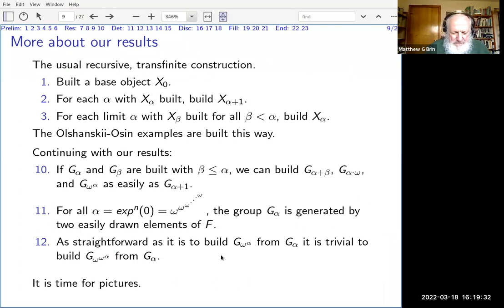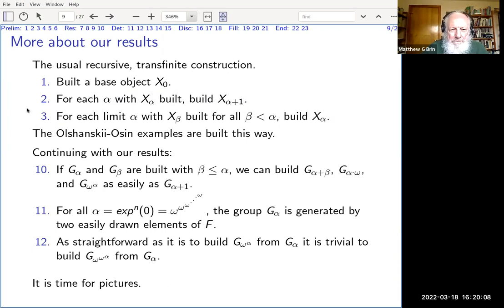So what's strange about our results is the ease with which they can be played with. Usually when you build something recursively, you go through a certain process. You start with some base object. You explain how to take any object and build the next one. If you reach a limit ordinal, you explain how to build the one at that limit ordinal based on whatever you built before, and so forth and so on. And this is sort of the outline of the Olshansky-Osin construction.